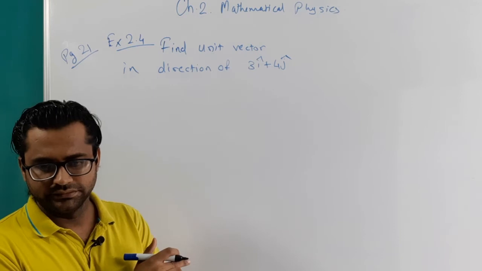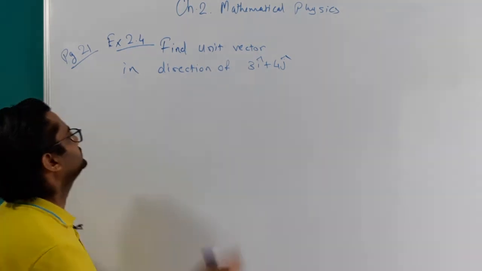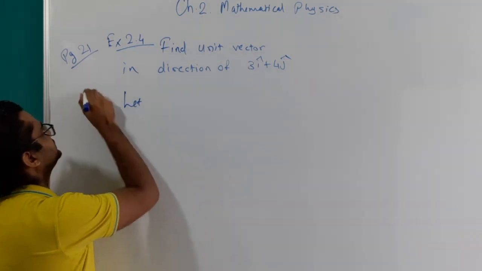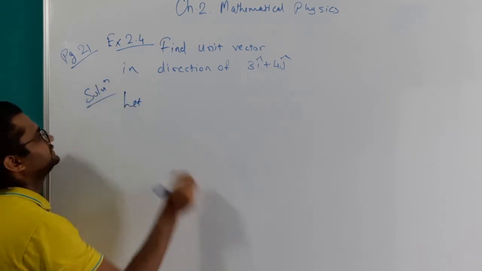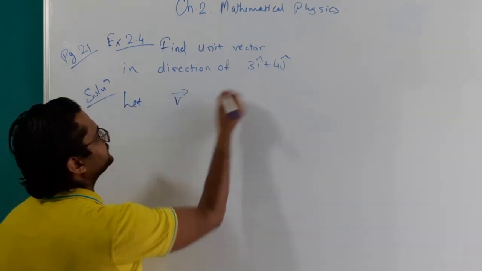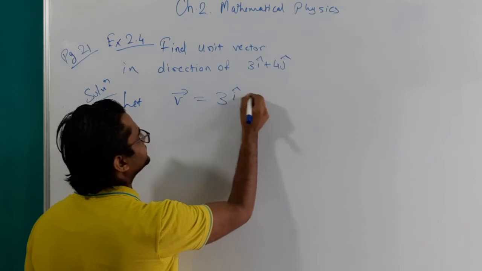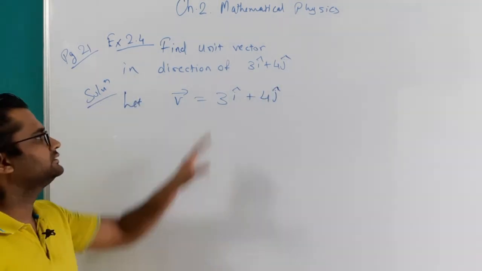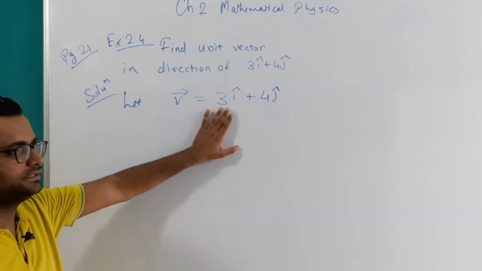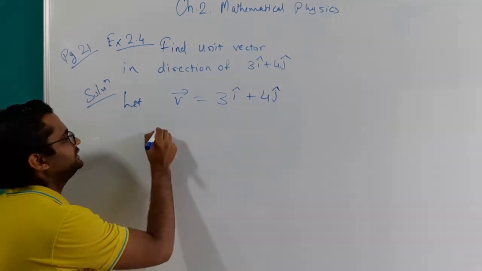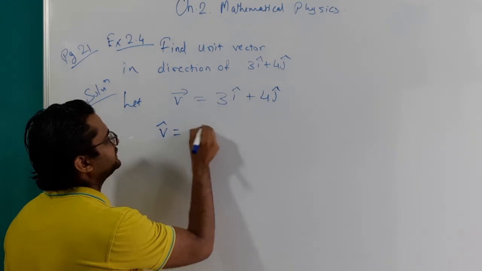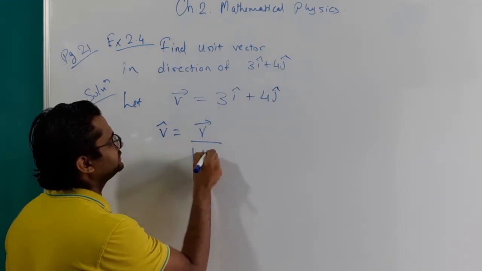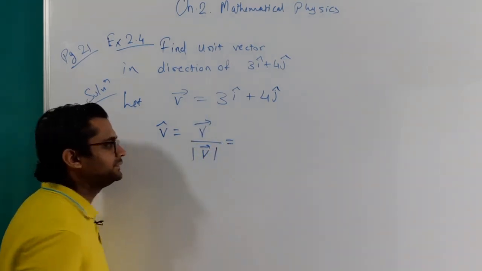Okay, so let us solve this question. It is a very easy question. Let v vector, this is our v vector, which is 3i cap plus 4j cap. Now we have to find the unit vector in the direction of this vector. So how to find a unit vector? The formula for a unit vector is the vector divided by its magnitude. Okay, vector divided by its magnitude.